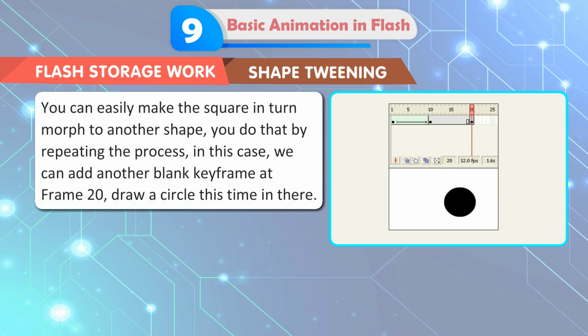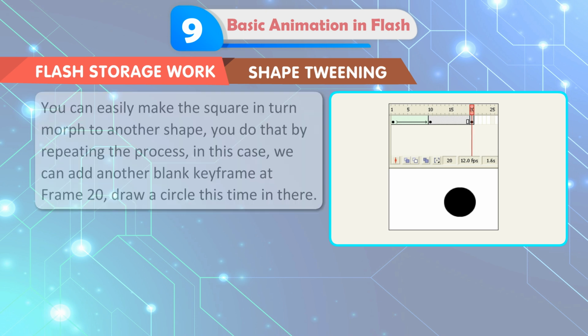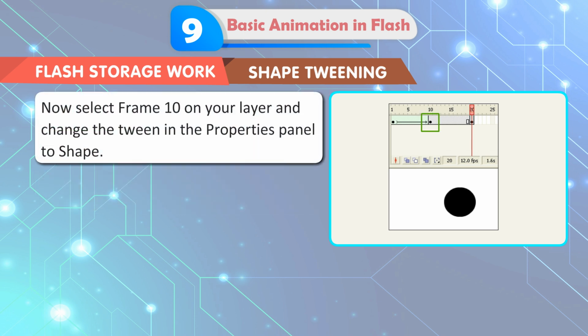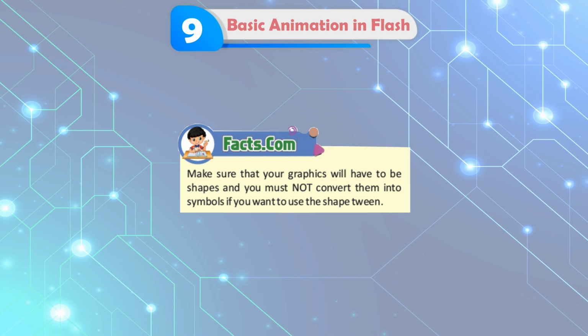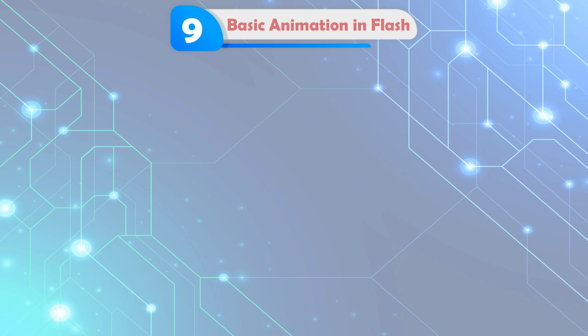You can easily make the square in turn morph to another shape. You do that by repeating the process. In this case, we can add another blank keyframe at frame 20. Draw a circle this time in there. Now select frame 10 on your layer and change the tween in the Properties panel to Shape. Make sure that your graphics are shapes and you must not convert them into symbols if you want to use the shape tween.